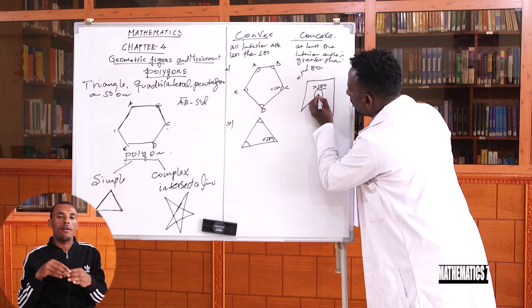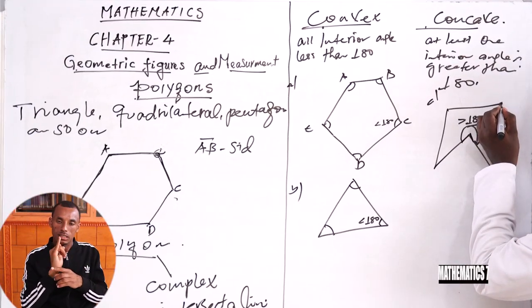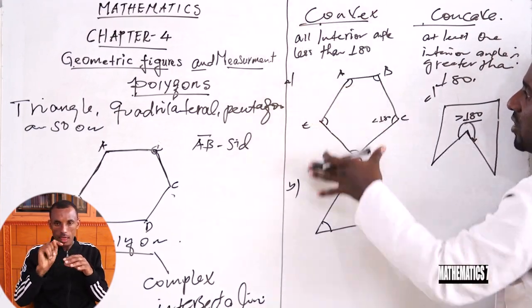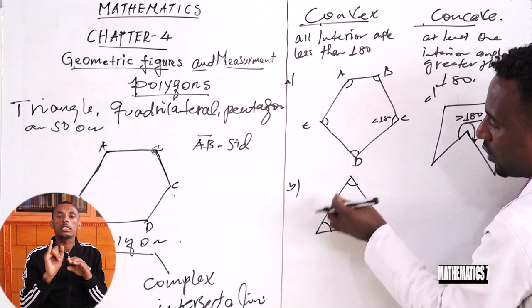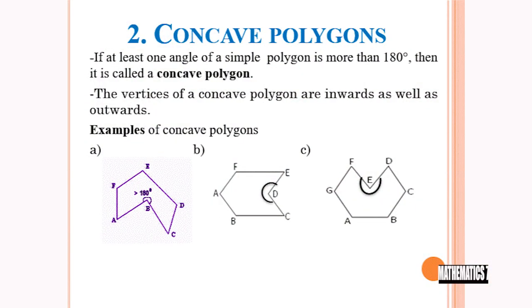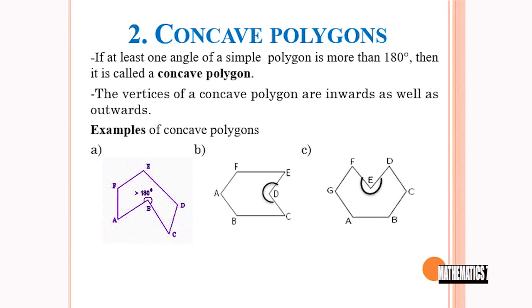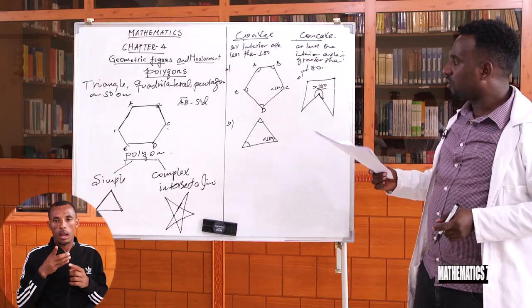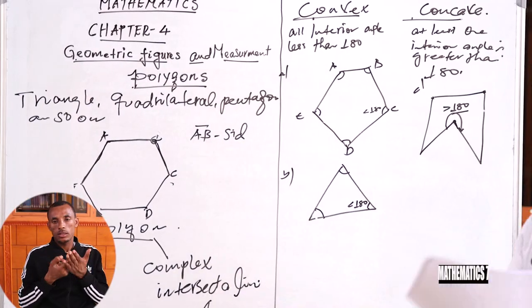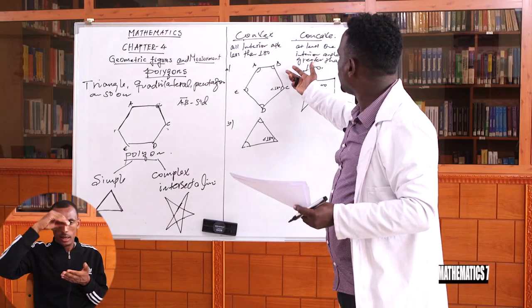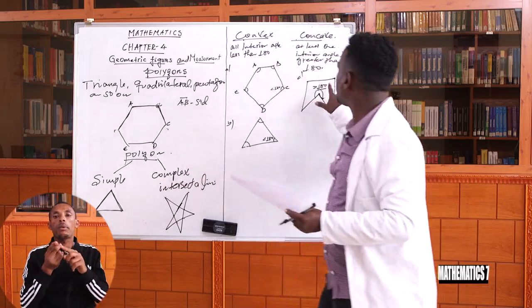The vertex, this is inward, and also this is outward. Or in a convex polygon, all the vertices are outward. In the concave polygon, the vertex or the endpoint is either inward or outward. The polygon has a diagonal. What does it mean, diagonal of a polygon? In this topic, we are learning especially about the convex polygon.